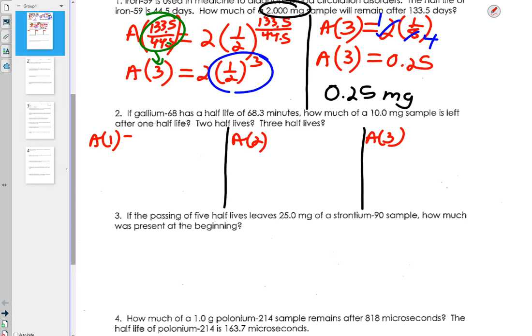10 milligrams. They do tell us 10 milligrams, so that's going to be 10 times 1/2 to the 1, 10 times 1/2 to the 2, and then 10 times 1/2 to the 3. But wait, mister, I don't get it. Where'd you get 1/2 from? Why do you keep on putting 1/2 there? I don't get it. Jason gets it, but other people don't get it. Jason, maybe you can explain.